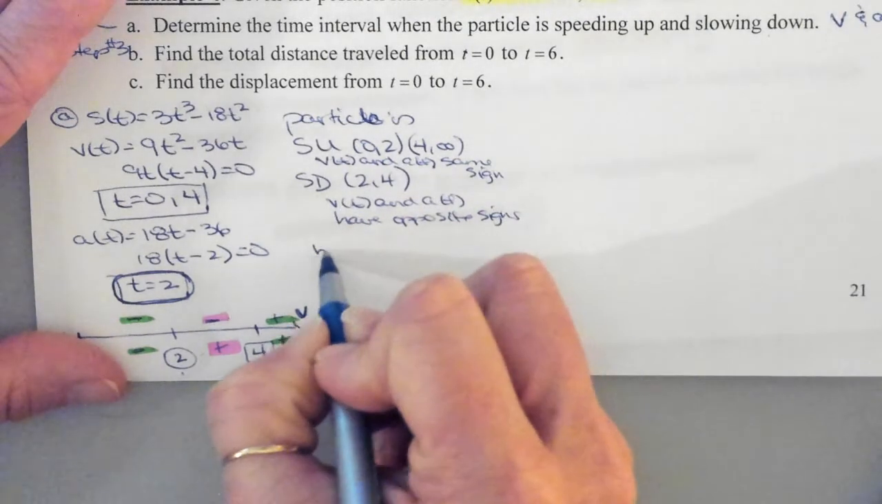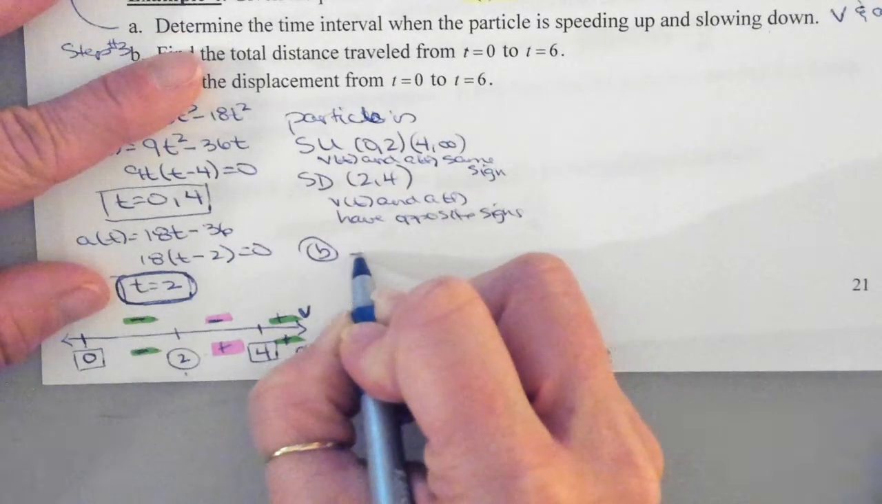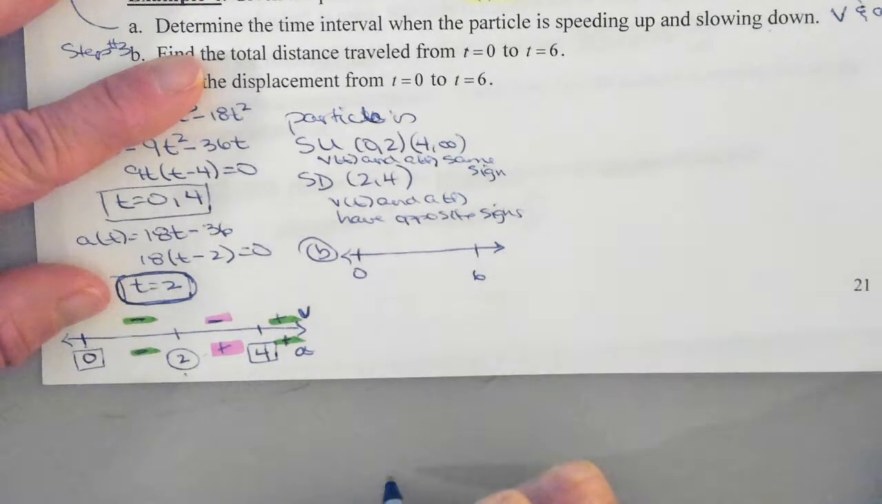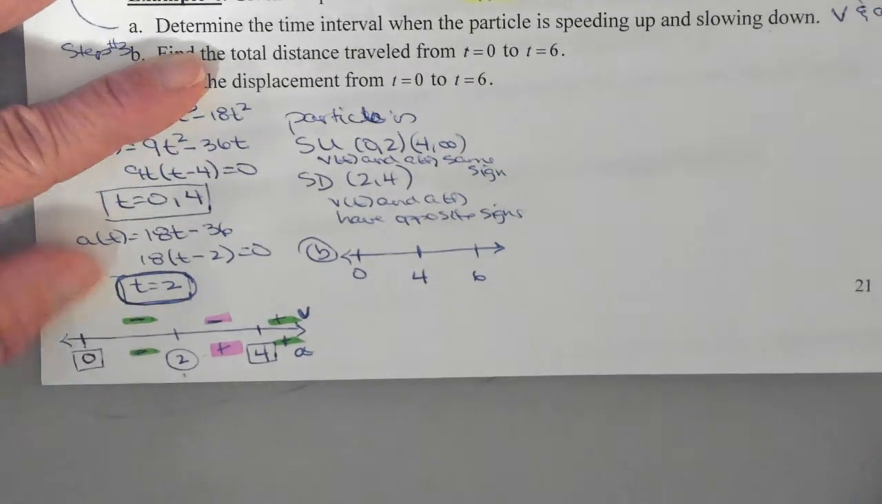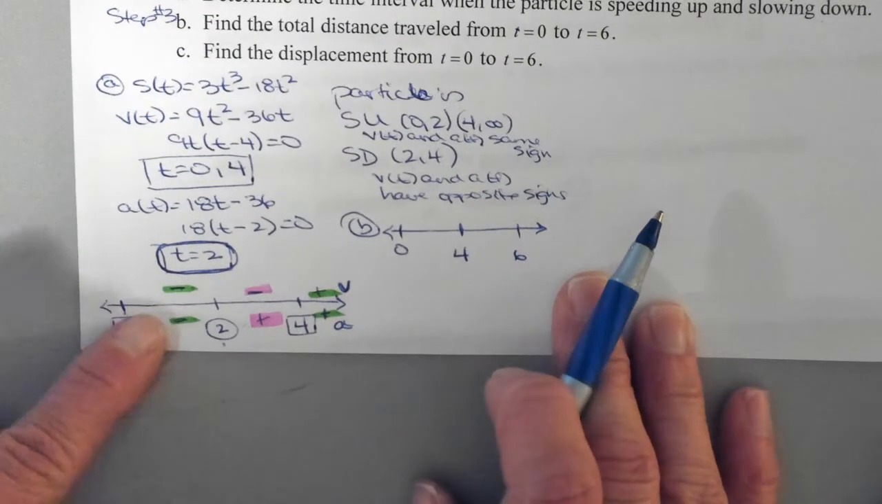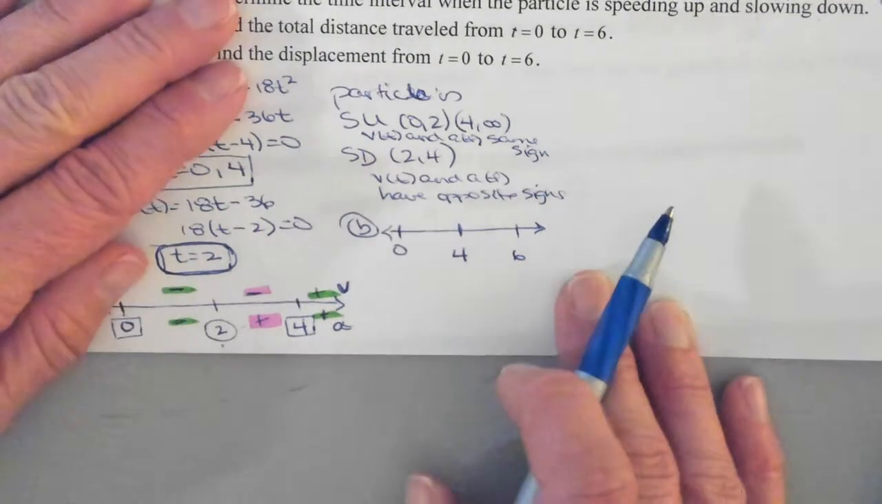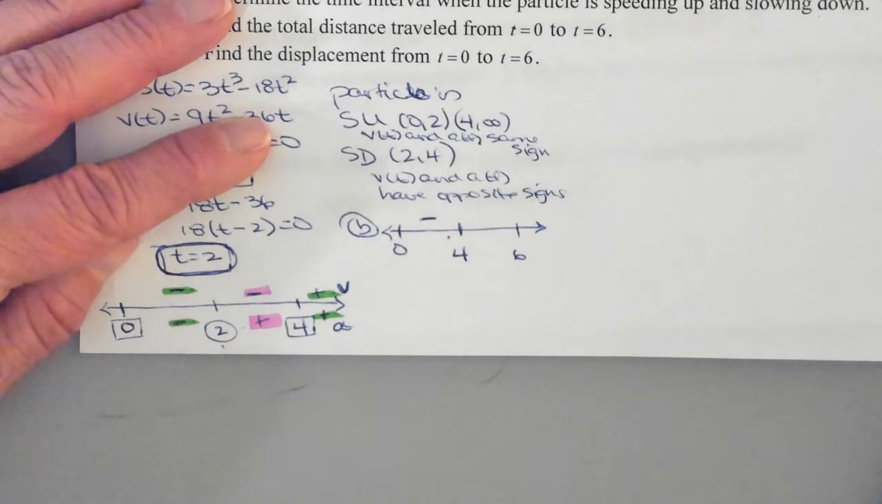In part B, we're using our endpoint, so from 0 to 6, but we also had a critical number from velocity of 4. If I look on the number line, we're going from 0 to 6, but I also have to consider what's happening between 0 and 4. If you go back to your velocity graph, what was the sign from 0 to 4? Negative. So distance can't be negative, right? So from 0 to 4, I will have to take the absolute value.